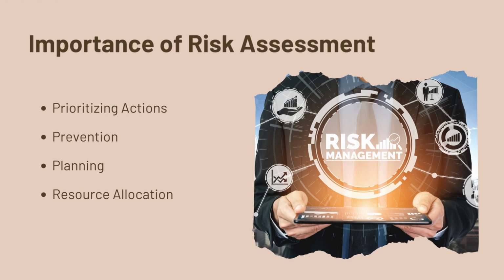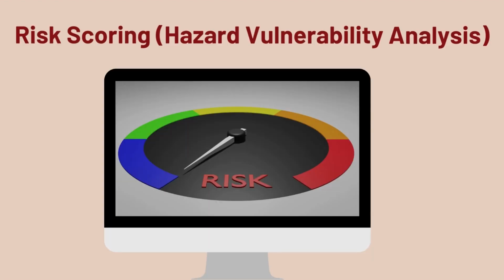It forms the basis for developing emergency plans and procedures tailored to the specific risk we face. It helps allocate resources effectively, ensuring they are available when needed most. Hazard Vulnerability Analysis, or HVA, is a systematic way to score and prioritize risk based on their likelihood and potential impact. It helps us focus our preparedness efforts where they matter most.